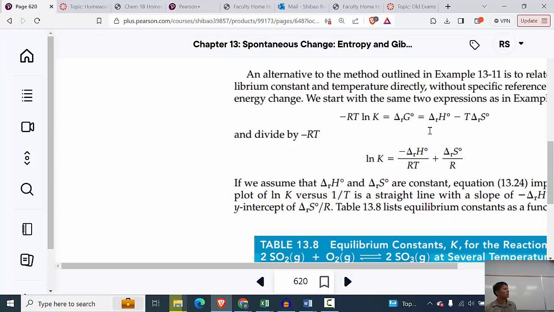Using this, then we solve for ln of K. So just divide by minus RT, both sides. So delta H divided by minus RT gives us minus delta H over RT. And then T delta S, a negative, divided by minus RT gives us a plus delta S over R. The T's cancel here. So it's just simple algebraic rearrangement. And then we have this equation here.